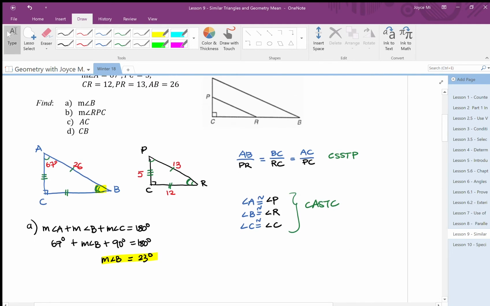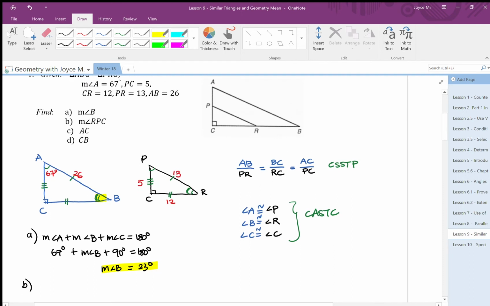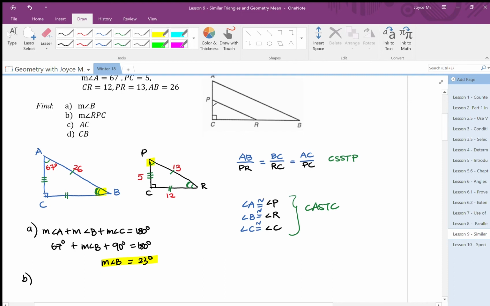Now let's look at part B. Part B asks me for the measurement of angle RPC. I am looking at this angle here. This is the angle RPC, the same thing as this angle over here. So we are trying to find this one next. Well, we know that angle RPC corresponds to angle A here.